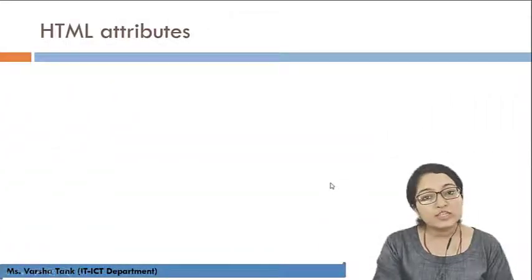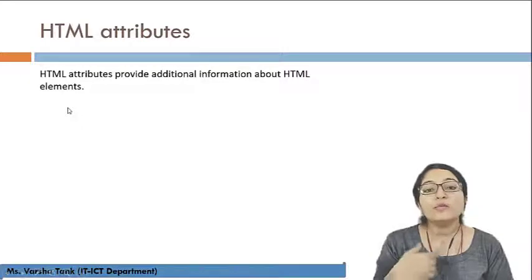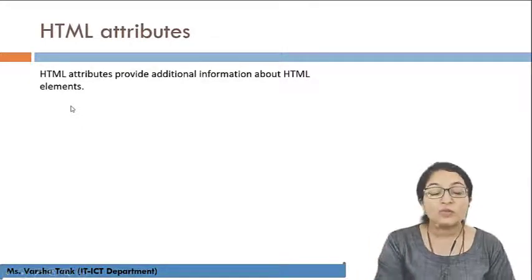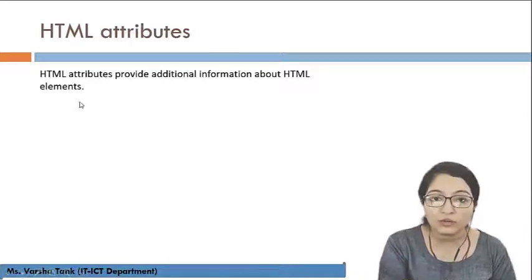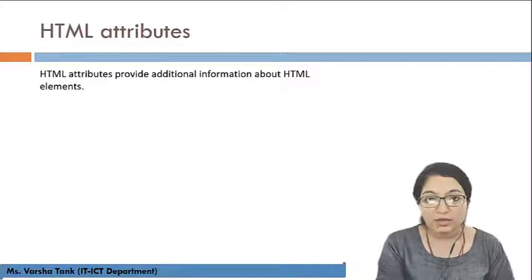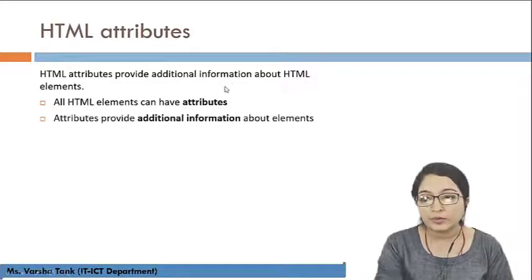Next one is the HTML attributes. HTML attributes provide information about the HTML element. So if you want to provide extra information, you can use an HTML attribute. For example, in a paragraph tag, if you want the content in the center of the web page, you can define align center. That will be the attribute for that. Got it?